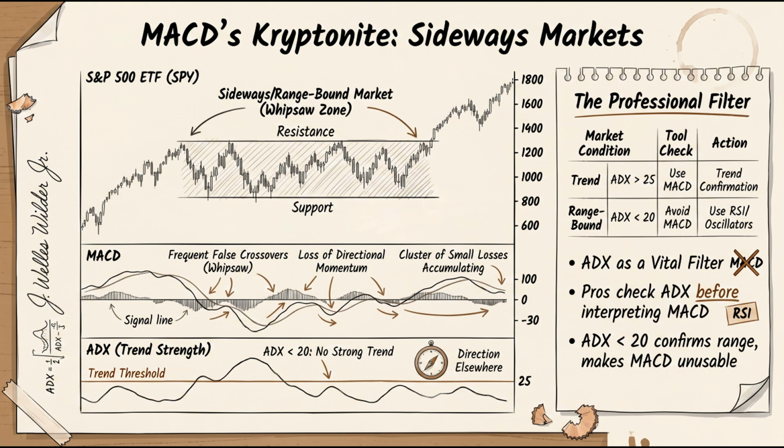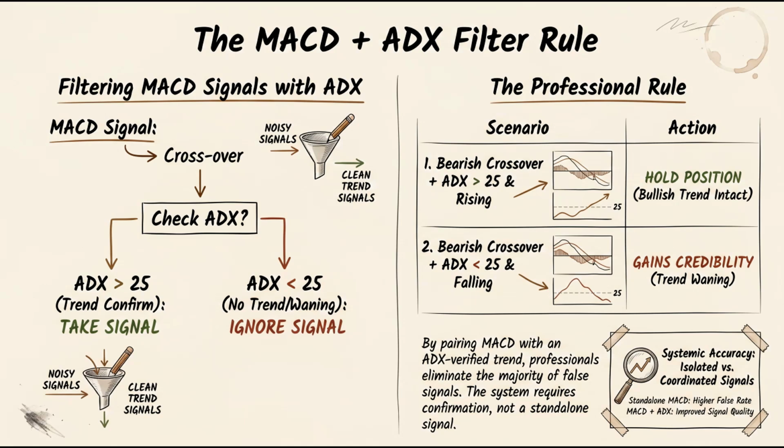Professional traders avoid using the MACD entirely when the average directional index reads below 20, as this indicates the market is not trending. In those conditions, oscillators like the RSI are much more effective than trend-following tools. Professionals never trade MACD signals in a vacuum. They require confirmation from the average directional index.